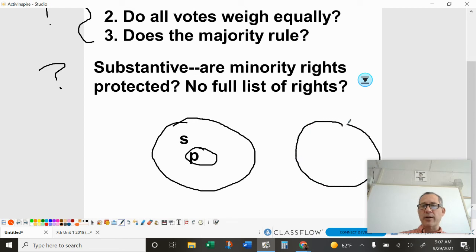I could just arbitrarily draw these circles, and I could say one country has a giant majority rule in the middle and just fewer natural rights. It's still the same thing. This is still where the procedural democracy happens, and this is where the substantive democracy happens. All we're really talking about, the difference here is the difference in ideology.